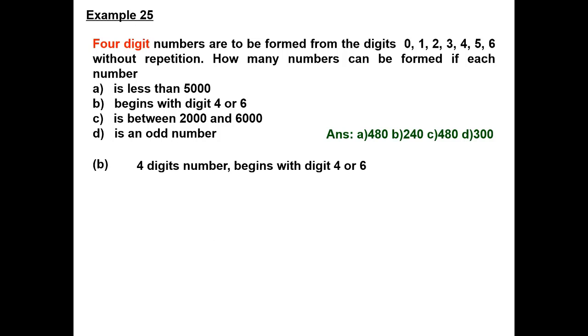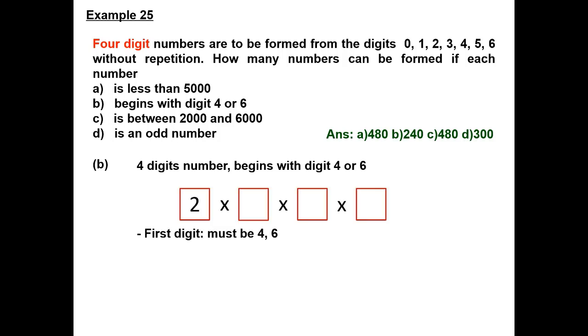Solution for B. We have to make a 4-digit number that begins with the digit 4 or 6, and we cannot repeat any of the given numbers. The first digit must be either number 4 or 6. So for the first digit, we have 2 choices. Because there is no restriction in choosing any number for the second digit, and because one number has been used for the first digit, there are 6 numbers available to choose from.